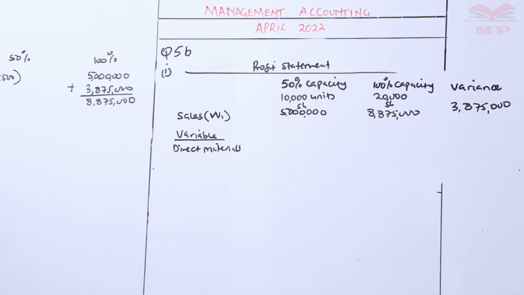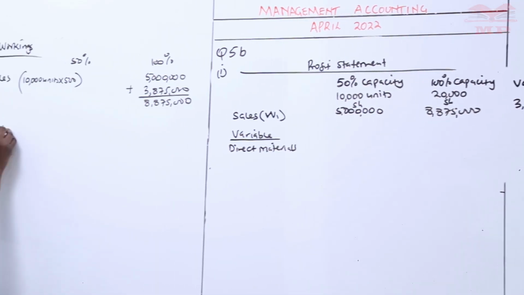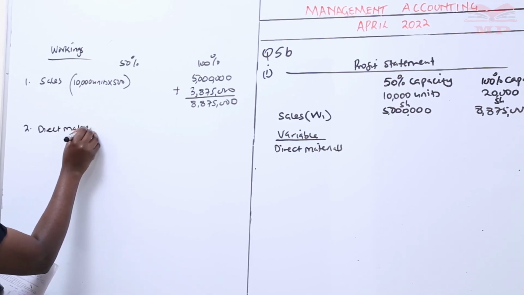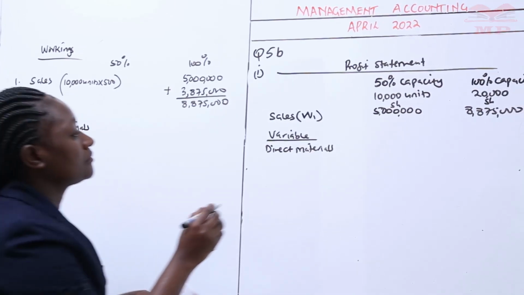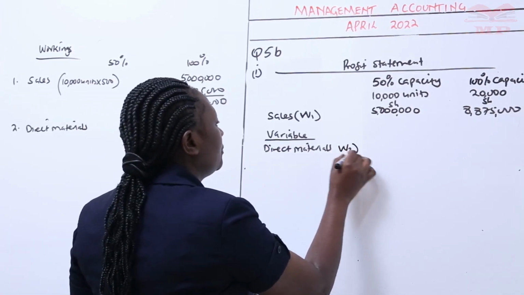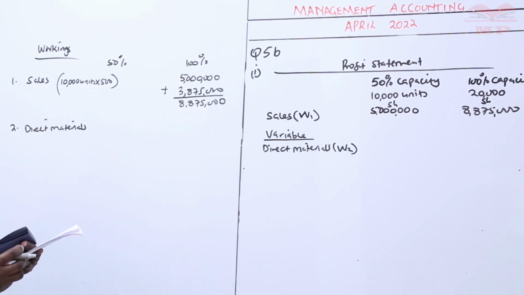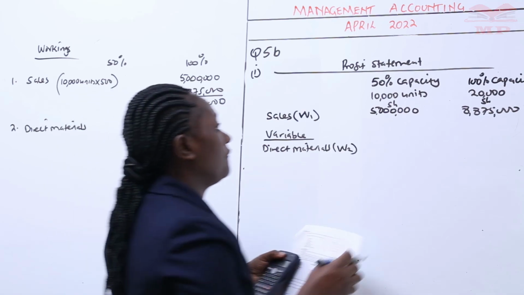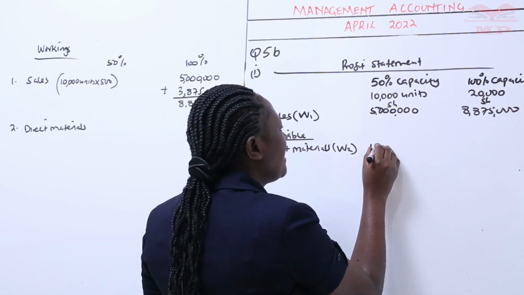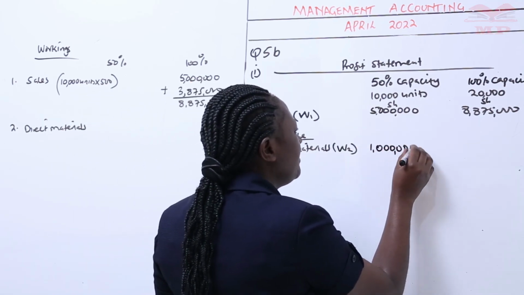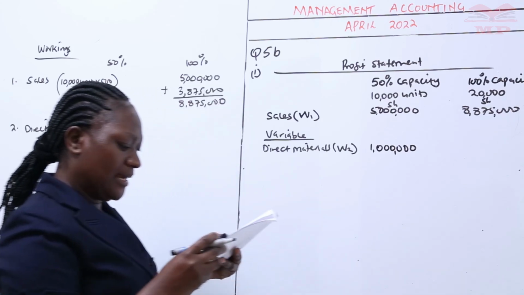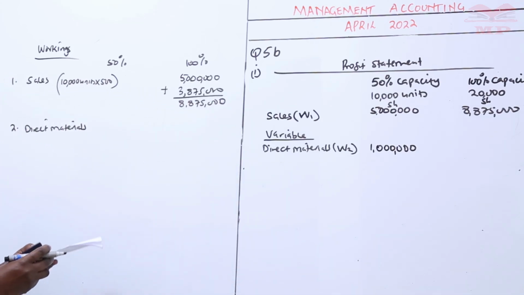So this will be note number 2, direct materials. Working number 2. We are told that direct materials are at 1 million. So at 50% it is already given as 1 million, just write 1 million. And then at 100%, we need to calculate under note number 3.